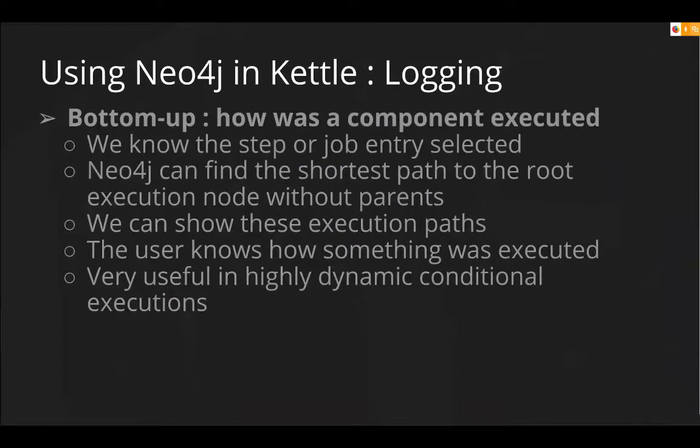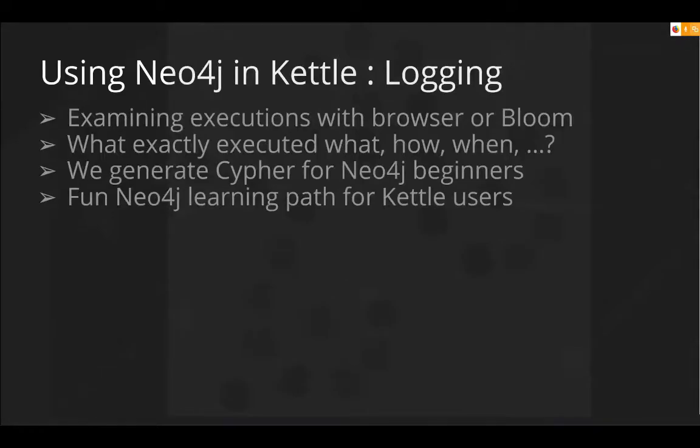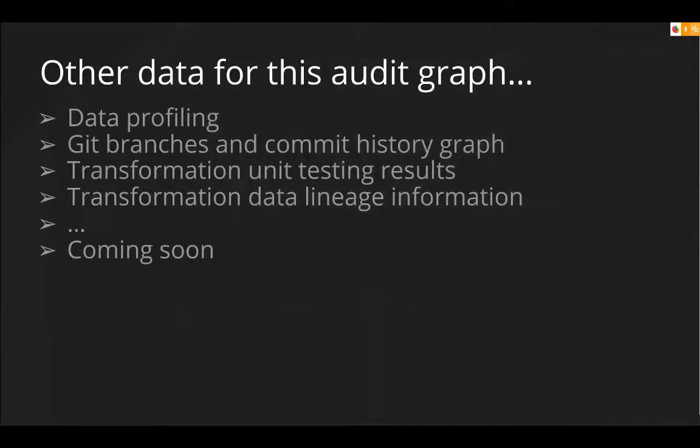But you can also ask from the bottom up, how was a component executed? If you're working on a low level transformation, how was this executed the last time, and what kind of shortest paths, what kind of path were taken to get to this point. And for highly dynamic conditional executions, this is very handy. It's the same idea, but from the bottom up. And you can also examine the executions with Neo4j Browser or Bloom. We generate the Cypher statements that we use to show the results for Neo4j beginners, of which there are a lot in the Kettle community. So for Kettle users, this is a fun Neo4j learning path.